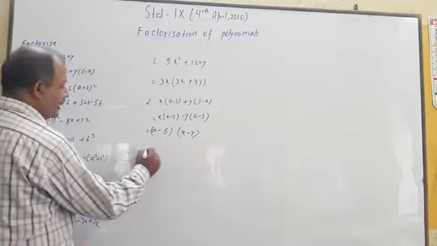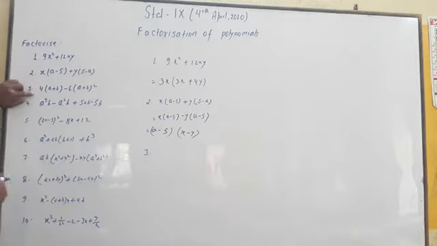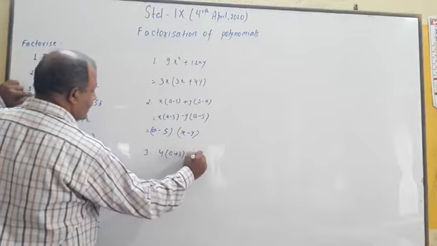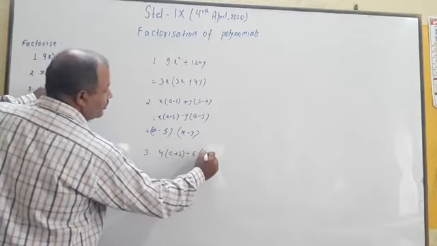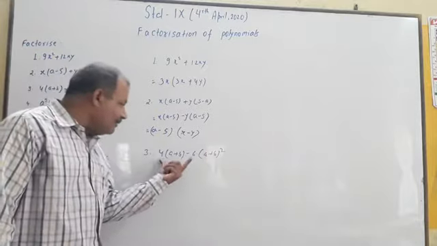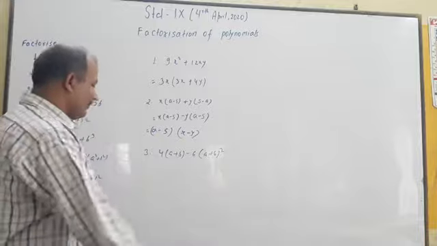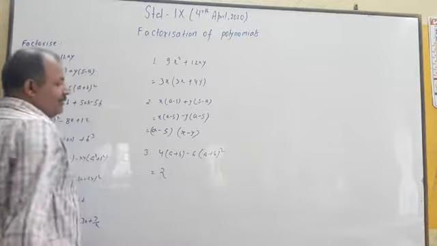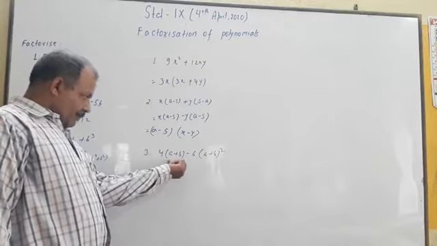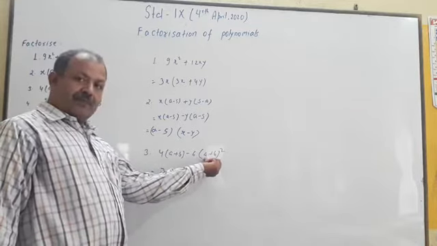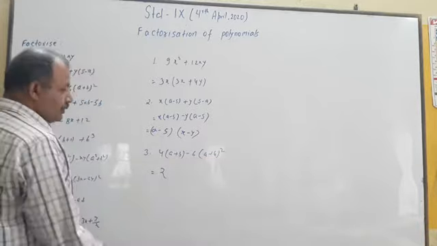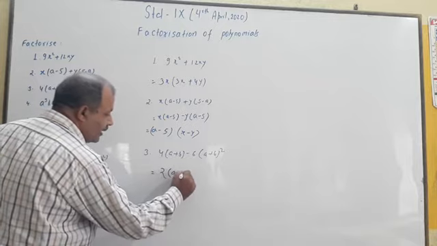Now we come to the third problem. What is that? 4 into a plus b minus 6 into the square of a plus b. When we find the HCF of 4 and 6, we find 2. HCF of 4 and 6 is 2. Here a plus b, here square of a plus b. If we find the HCF of these two terms, the HCF will be a plus b.